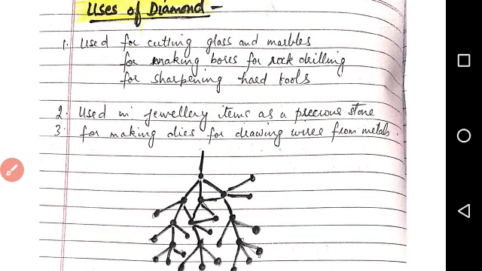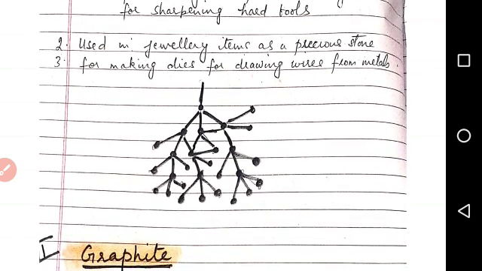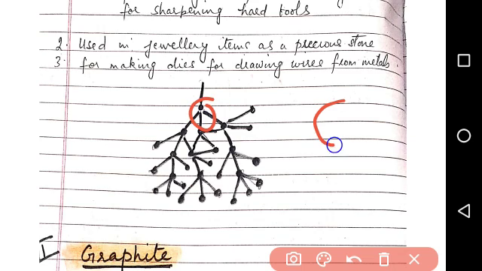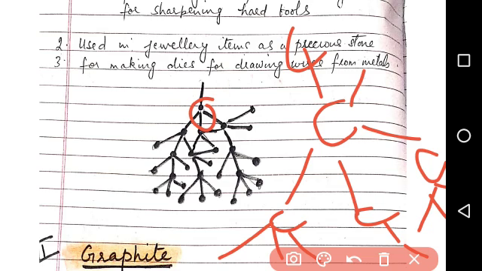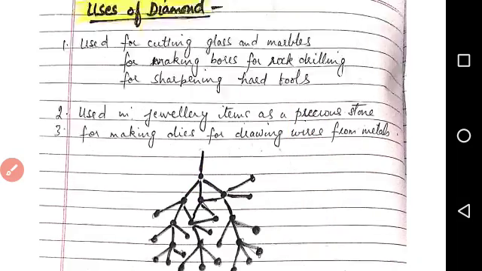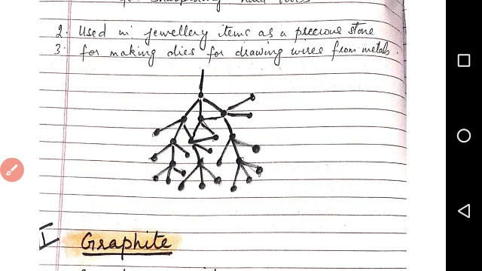Now, the structure of diamond is shown here. As I told you, these dots are carbon atoms. Each carbon atom is bonded to four other carbon atoms in a tetrahedral manner. And again the others will be joined to four other carbon atoms like this. So each carbon goes on joining to four other carbon atoms, forming this type of tightly packed structure. This is a very compact structure and it gives hardness to diamond.